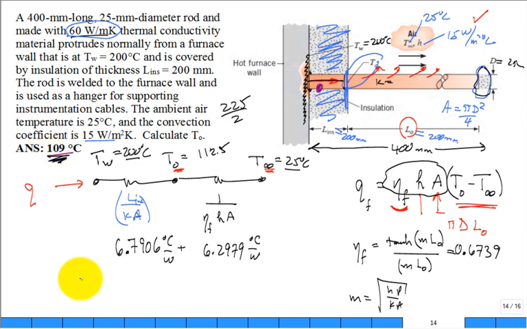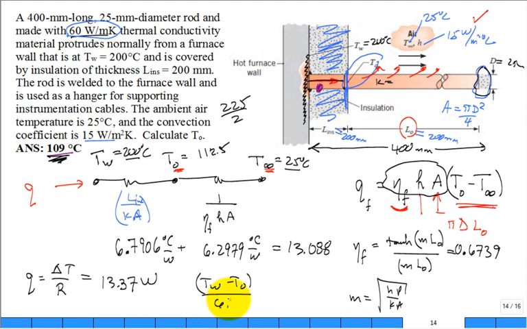Okay. But anyway, the steps are you calculate by summing them, because these two resistors are in series, to be 13.088. I could then calculate the Q. Q is equal to the overall delta T divided by the overall equivalent resistance. And we've calculated the Q to be 13.37 watts. Then we come back to this resistor, and we find that T wall minus T naught divided by 6.7906 is equal to the 13.37 watts. And you only have one unknown. You can solve for T naught, and you come in right around 109.